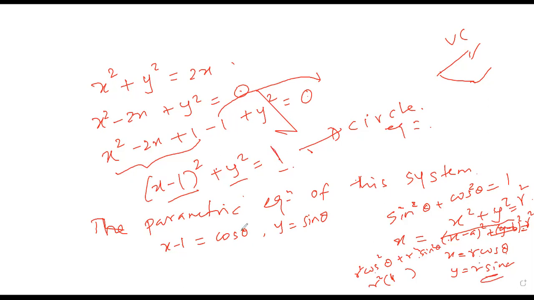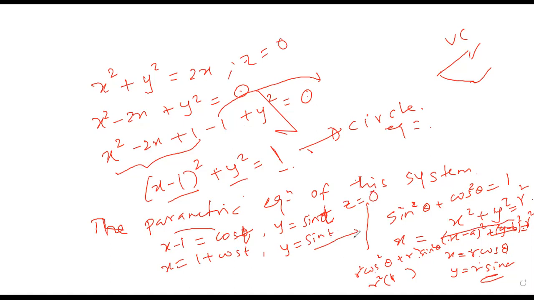Therefore, let's take cos t. We don't need to change the parametric one. As I said in the method, let's take t, no need to take theta. So what will be x now? If x minus 1 is cos t, this minus goes to the other side, so x is 1 plus cos t. Similarly, y is sin t. And z is given as 0. So these are our parametric equations.